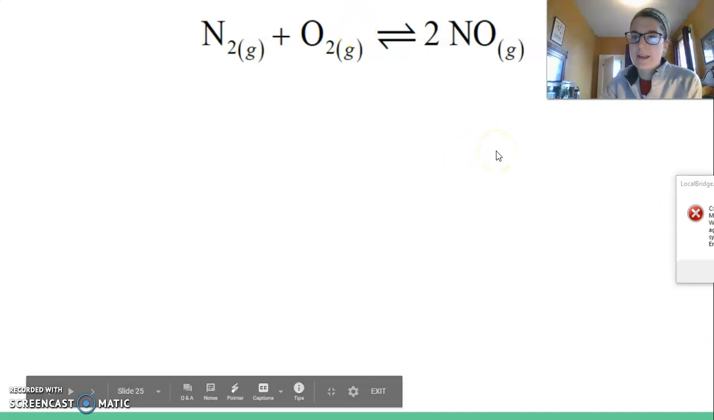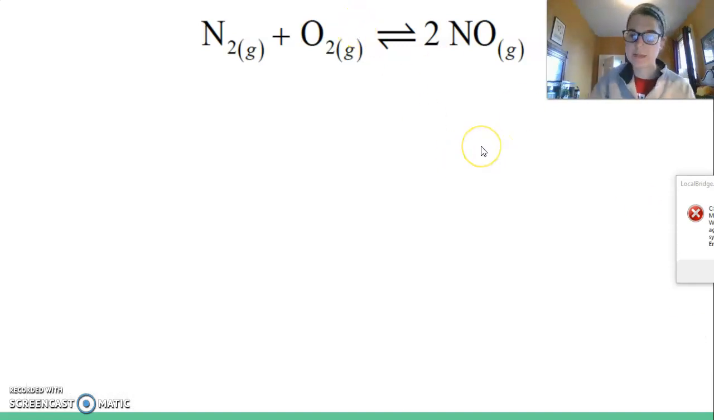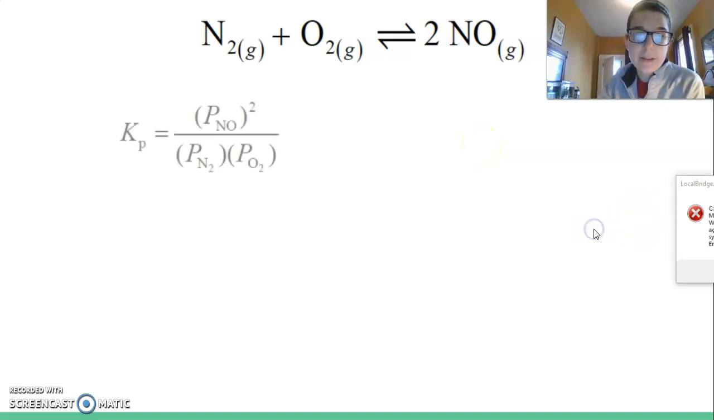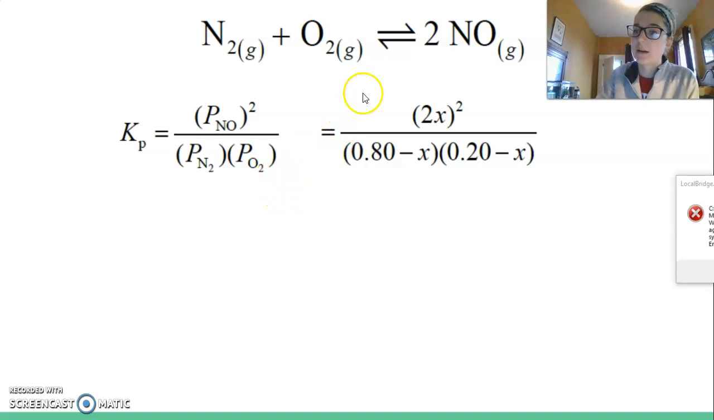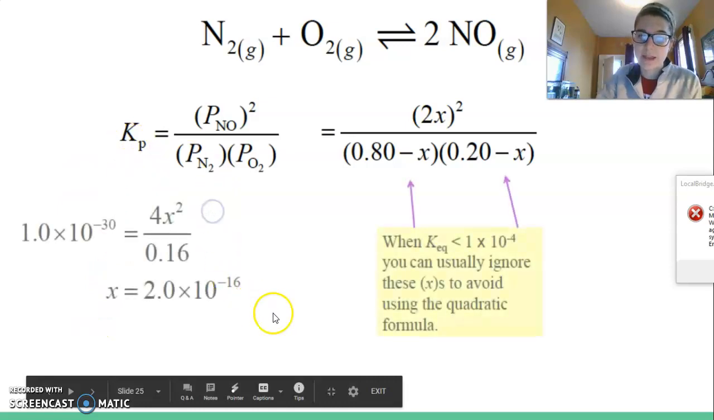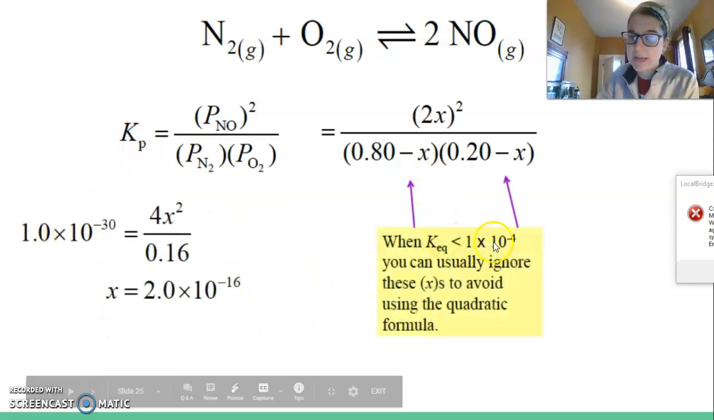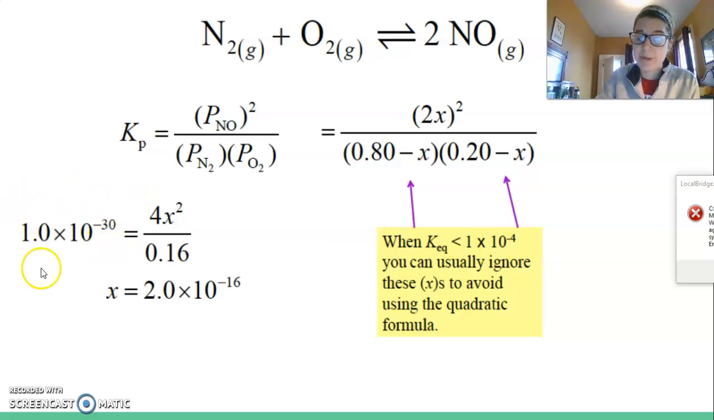Then we have to go back and basically plug and chug with equilibrium values. So we know at equilibrium, the pressure of NO squared over the pressure of N2 and the pressure of O2. We plug in our algebraic values for each of those. And remember, a Kp value was given, so we can plug that in as well and solve for x. Since our Kp value is much less than 1 times 10 to the negative 4, we can go ahead and ignore the x's that are in the denominator.